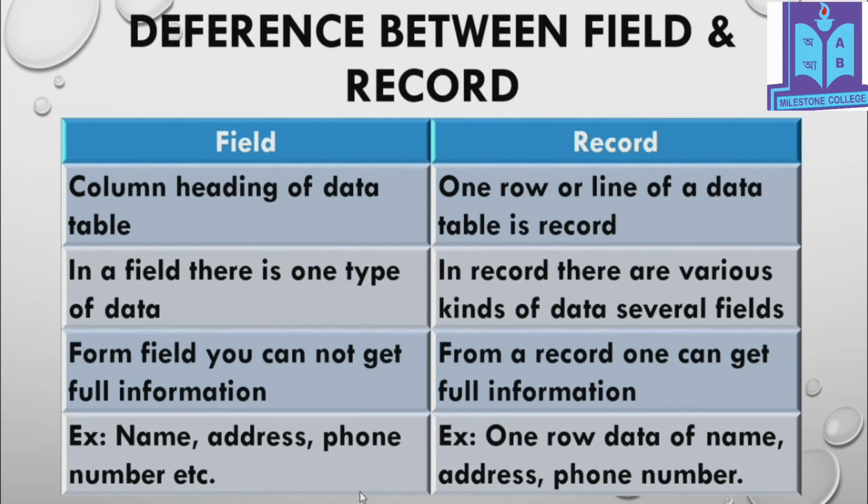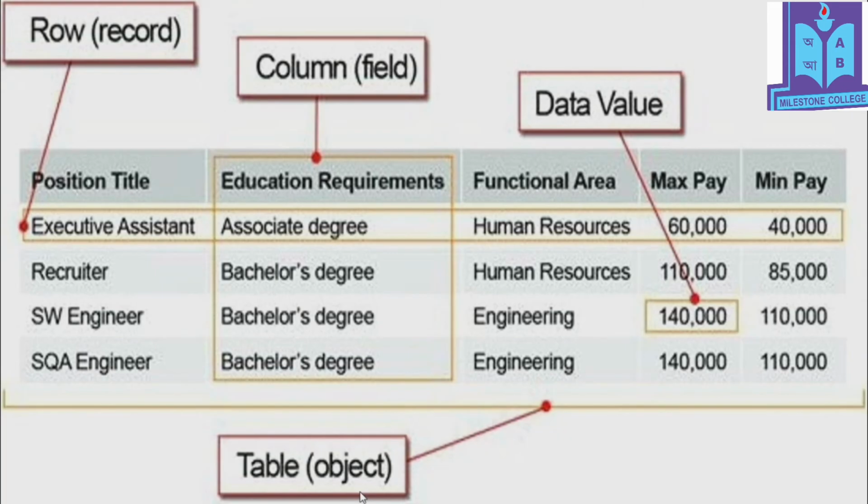Example: name, address, phone number, etc. One row of data of name and address or phone number, you can find a single person's full information, like his name, his address or her phone number, or anything you want to know. Now I am showing you a simple image to differentiate in a data table which one we call a field, record and a table.